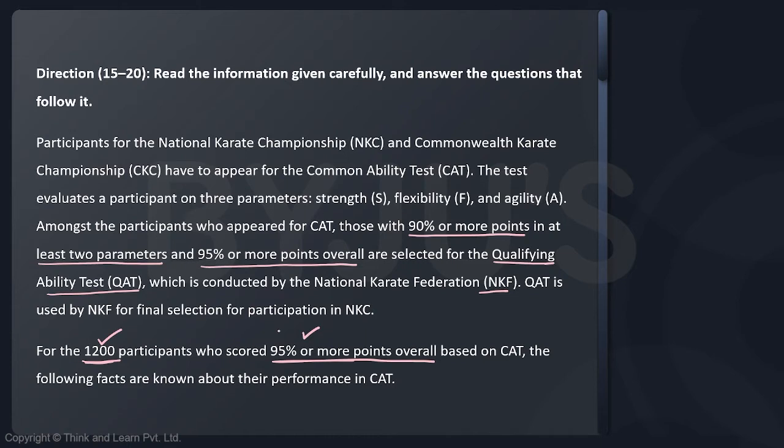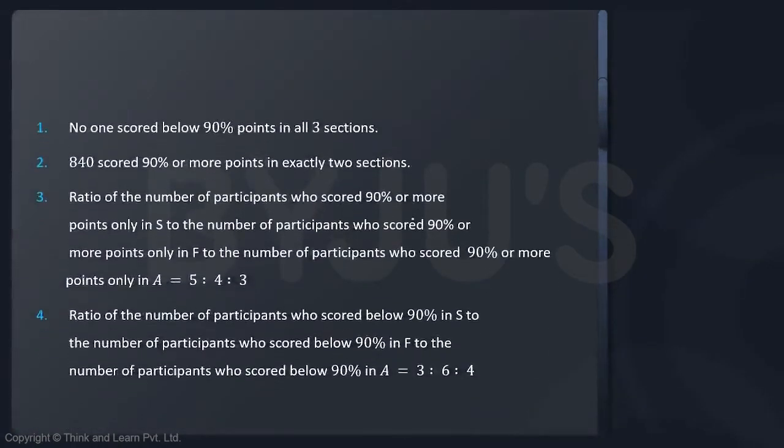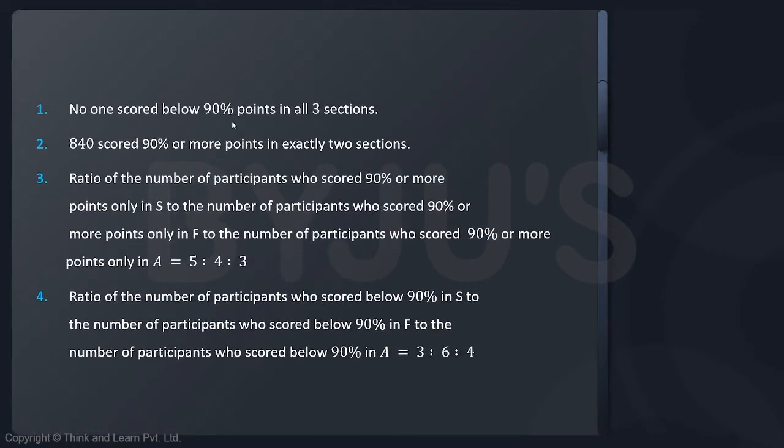What about the sectionals? Because in three sections, they must be getting 90% or more in at least two. So they have given the data about those as well, how much they have scored in the sectional ones. Here is the data. No one scored below 90% points in all three sections. 840 scored 90% or more in exactly two sections, ratio of number of participants, and so on and so forth.